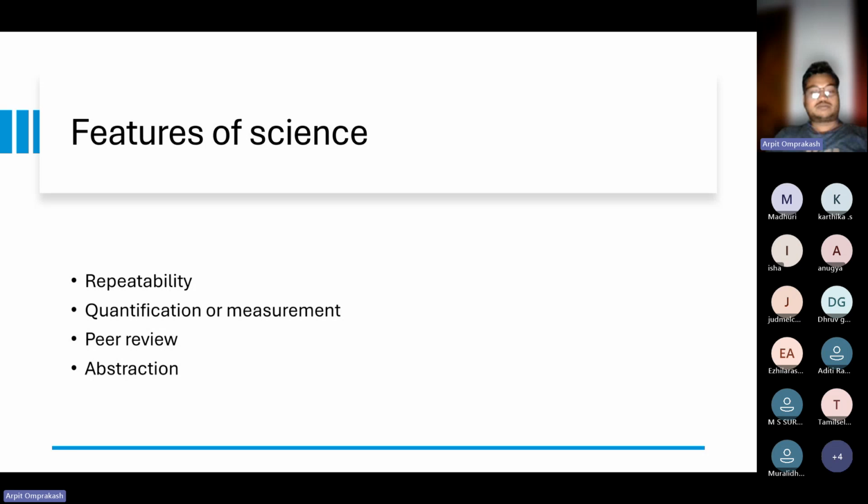And the fourth thing is abstraction. It's also a feature of science, but it's not that important or relevant here. Basically, what this means is that science grows by abstraction many times. We can abstract concepts to get at larger theories that govern different things. Right.